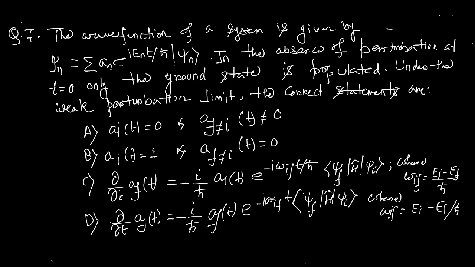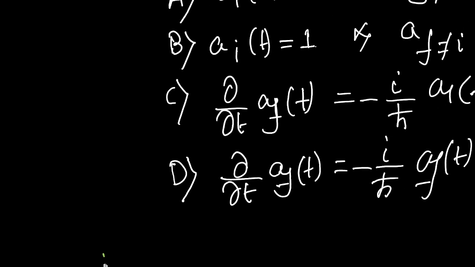The perturbation is not so high that it can transfer the population. Population is nothing but the square modulus of the coefficient. So you can write a_i(t) is 1, and all the others except i are 0. So your first option is not incorrect, but the second option proposes the correct one.